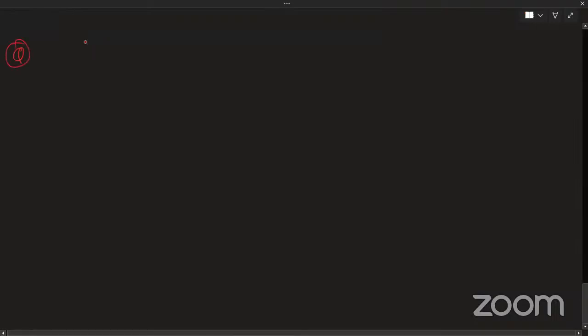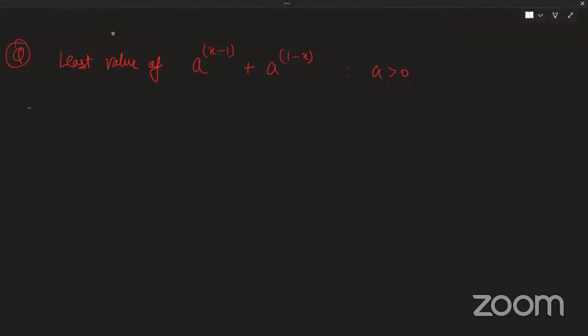Okay. So just generalizing this question a little bit. Find the least value of a raised to x minus 1 plus a raised to 1 minus x, where a is any constant greater than 0. So tell me, how would we do this? Anyone?